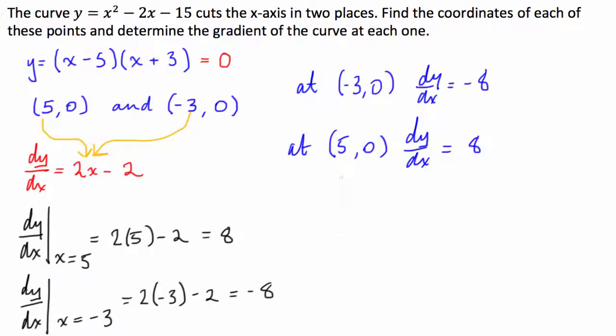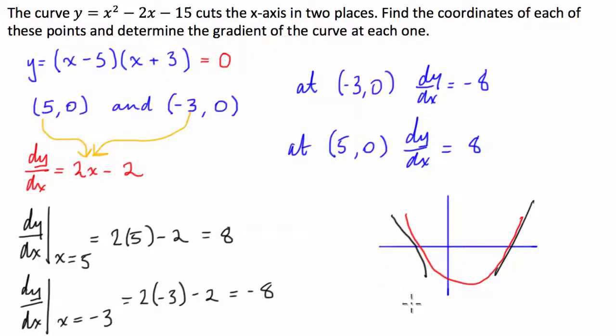Now this makes sense that they would be just opposite gradients, because quadratics, if you remember, are symmetrical. So the gradient on this side is going to be exactly the same as the gradient of its equivalent point on this side, but negative, and that one will be positive.